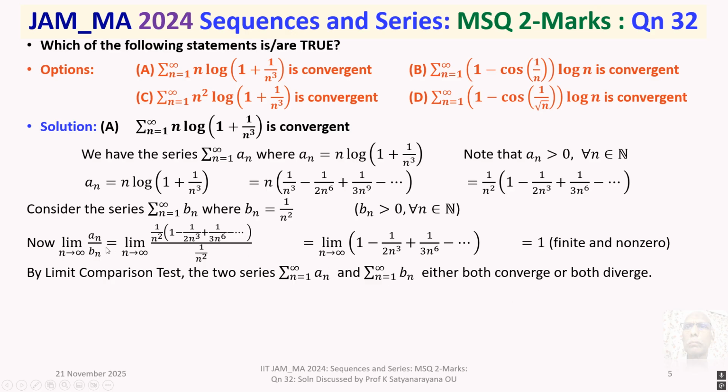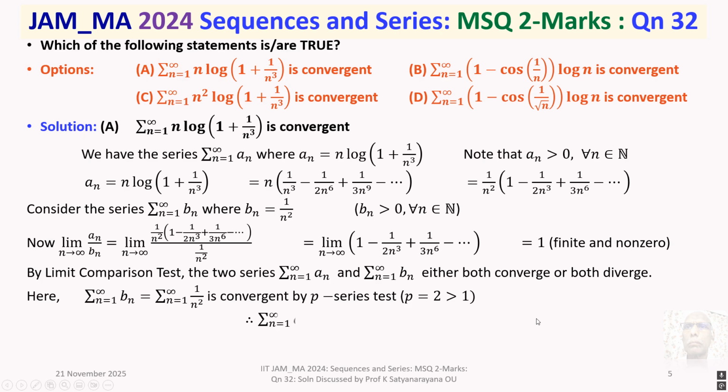Now, we take sigma bn. Here, sigma bn is sigma 1 by n square, which is convergent. It is a p series with p greater than 1. This is the p series test we are applying here, and sigma bn, that is sigma 1 by n square, is convergent. And so, sigma an is also convergent by limit comparison test. So, option A is true. We move to the next option in the next slide.